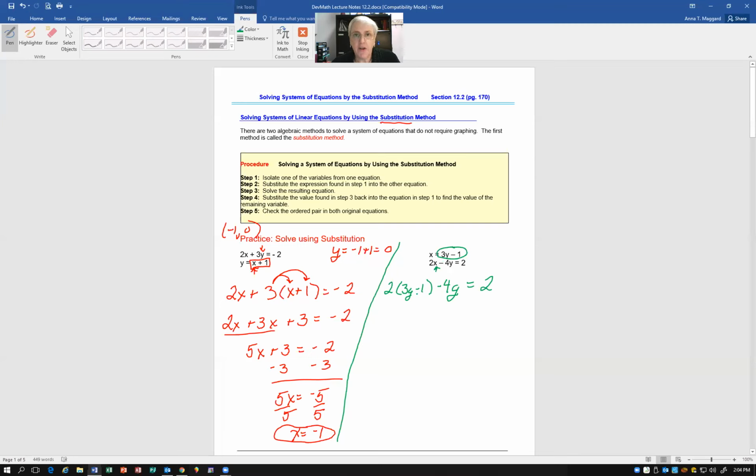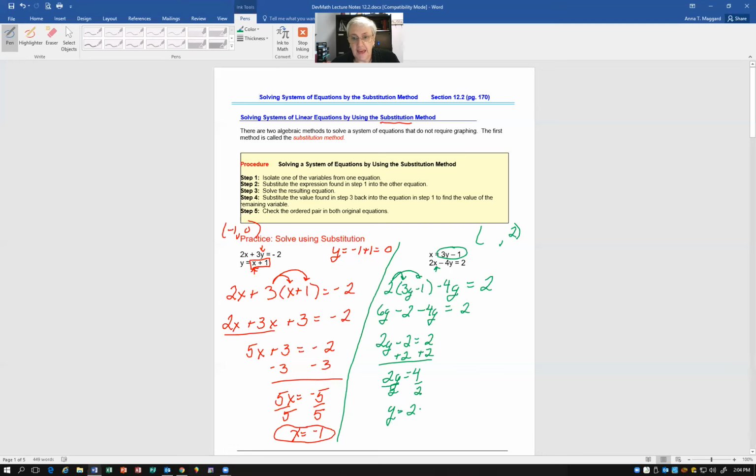So I'm going to put that 3y minus 1 inside the parentheses because it's taking the place of the x. The entire part of it has to be multiplied by 2. So I'm going to distribute, and I'll get 6y minus 2 minus 4y equals 2. Combining like terms on the left-hand side gives me 2y minus 2 equals 2. When I add 2 to both sides, I get 2y is 4, and dividing by 2 gives me a y of 2. That's my second number of my ordered pair.